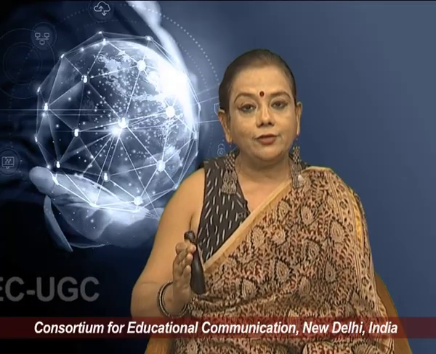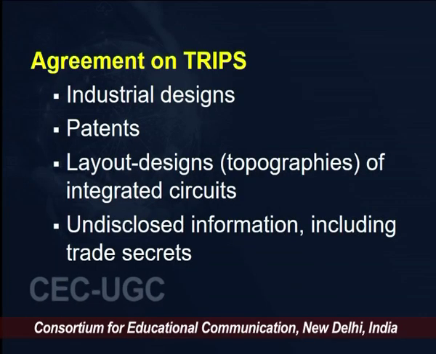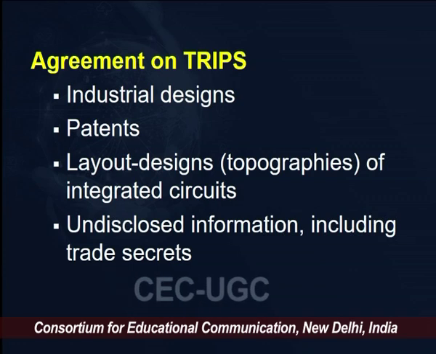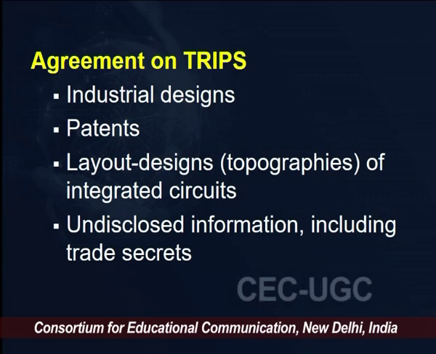Previously, such restrictions, such agreements, were not there. So, anybody could call a product Banarsi even if it was manufactured in China with artificial silk, but that is not allowed now. Now, the GI product will be manufactured only in the area where it is originally manufactured. Then industrial designs, patents, layout designs like topographies of integrated circuits, and undisclosed information including trade secrets.